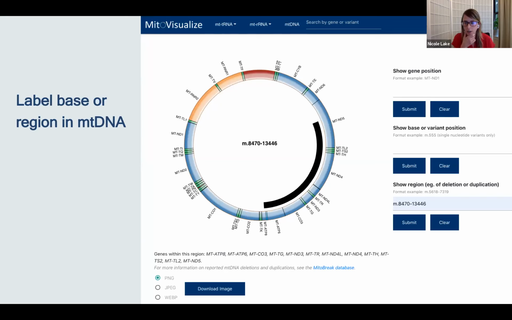And the third key functionality I wanted to cover was the ability to label or visualize a base or a region in the mitochondrial genome. So here's an example of that, visualizing a large deletion that was identified in a patient. So we can visualize the location of that in the structure, as well as the genes encoded by the region, and links out to the MitoBreak database, for example. And again, these figures can be downloaded and incorporated into presentations and publications describing variants of interest.